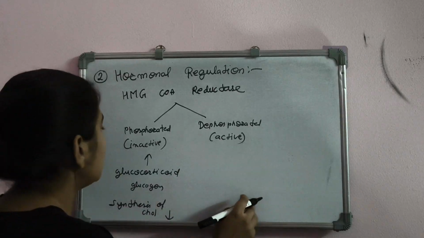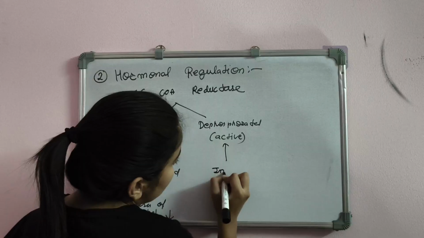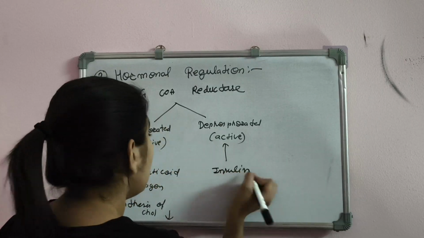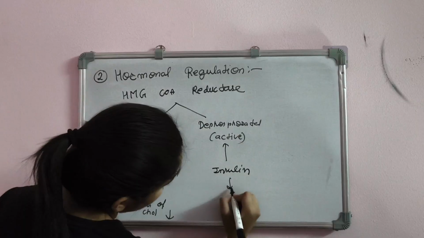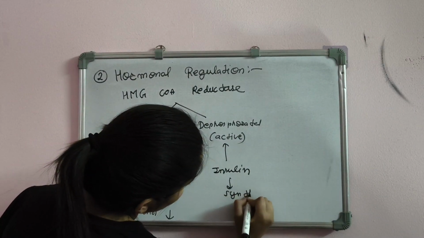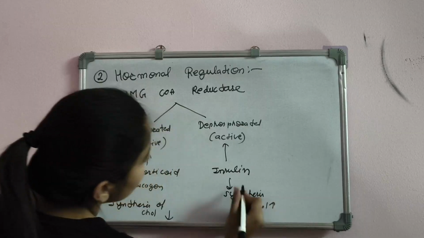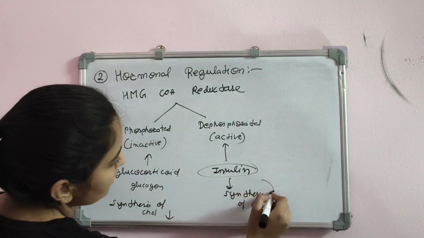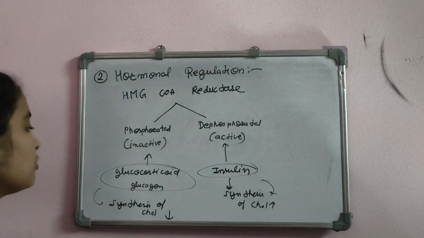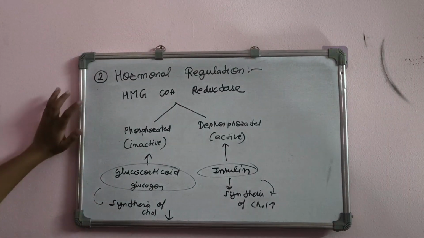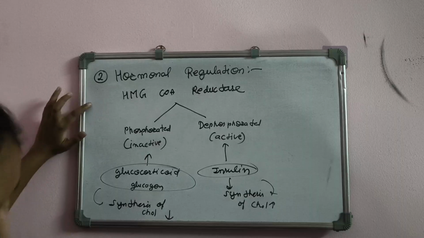Now dephosphorylated मतलब जो active HMG reductase है, so the hormones like insulin, ये इसका formation बढ़ाते हैं जिसके वजह से synthesis of cholesterol increases. So basically this hormone increases the synthesis of cholesterol and these hormones decrease the synthesis of cholesterol. So this is how hormonal regulation of HMG CoA reductase enzyme occurs.